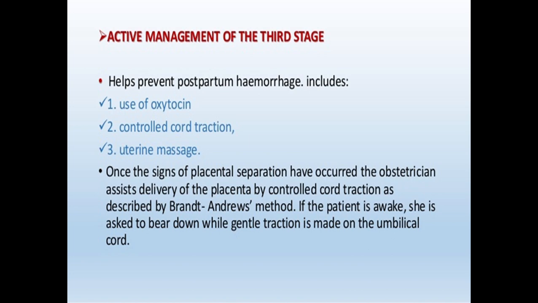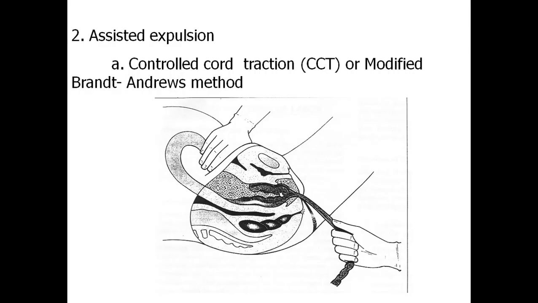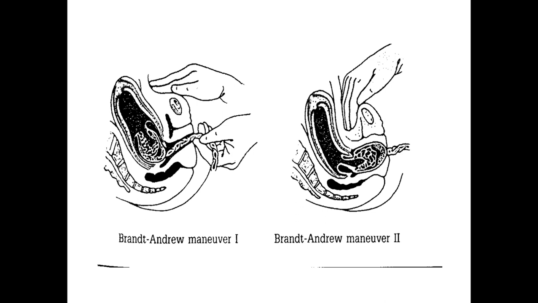Once the signs of placental separation have occurred, the obstetrician assists the delivery of the placenta by controlled cord traction, as displayed by the Brandt-Andrews and twist methods. If the patient is awake, she is asked to bear down while gentle traction is made on the umbilical cord. Assisted expulsion, otherwise known as controlled cord traction, is the modified Brandt-Andrews method. This is the Brandt-Andrews maneuver 1, and the second one is the Brandt-Andrews maneuver 2.